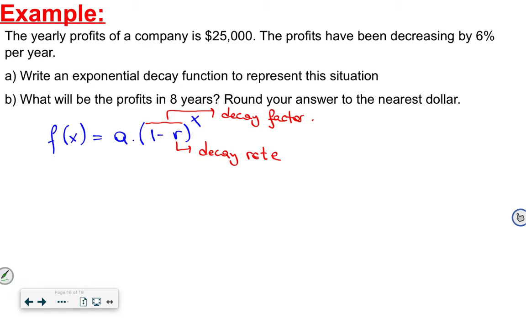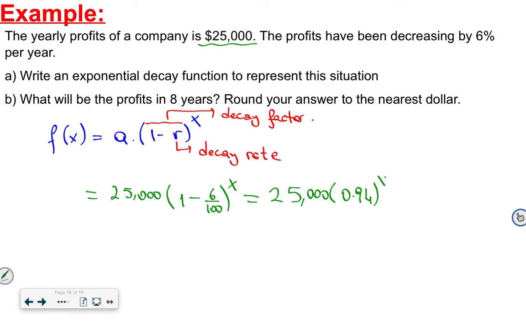Now, let's substitute everything into the formula. What is the initial amount? 25,000 times 1 minus, what is the yearly decreasing percentage? 6%, which means that 6 over 100 to the power, so x we don't know right now. So if you write this exponential decay function, 25,000 times 1 minus 6 over 100, which will be 0.94, to the power x. So this is the exponential decay formula.